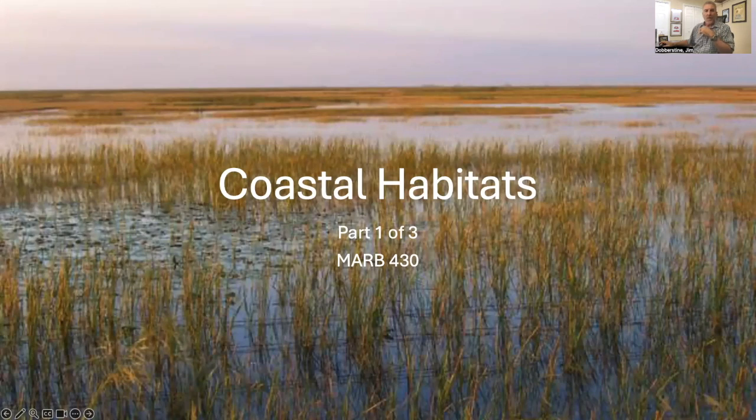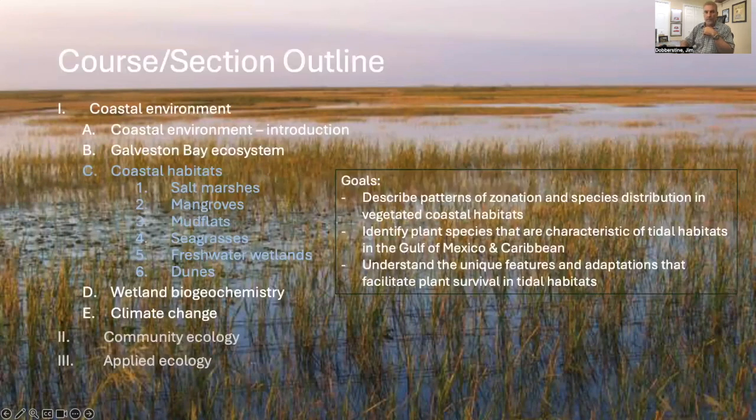Hey everybody. Well, today I want to talk about tidal habitats. This is part of our coastal habitats series, and this particular content area is three parts. So there are going to be three different presentations on this subject area.